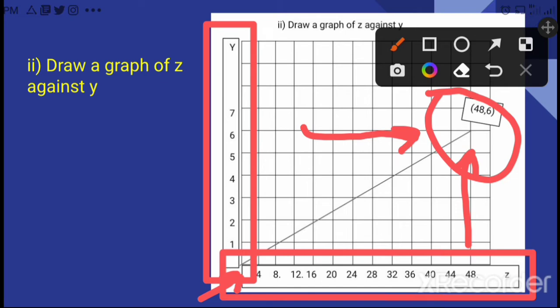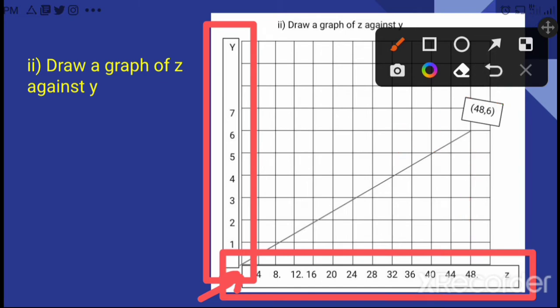And I have mentioned both values over there. Here the value of z is 48 and the value of y is 6. This is how this graph is completed.